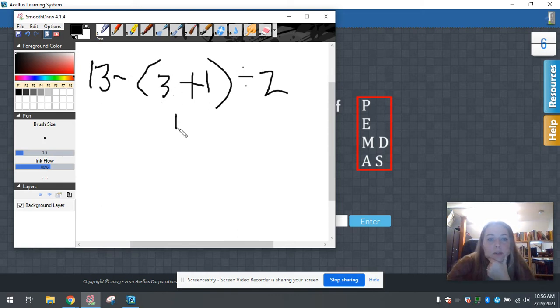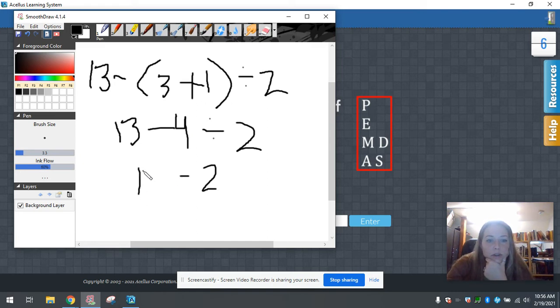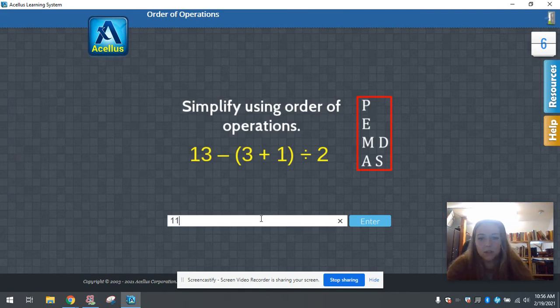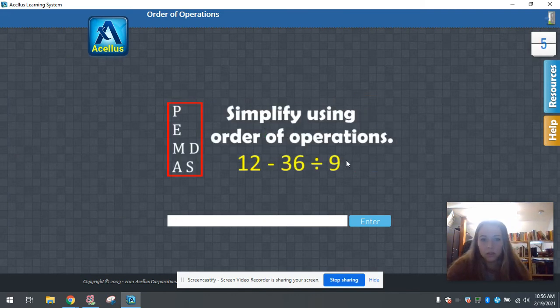3 plus 1 is 4. I bring down the rest of my problem. 13 minus 4 divided by 2. I look at my order of operations. Now I do multiplication or division. I don't have multiplication. I do the division. 4 divided by 2 is 2. Bring down the minus and the 13. All I have left is 13 minus 2, which is 11. All right. Type in 11. And bada bing, bada boom.